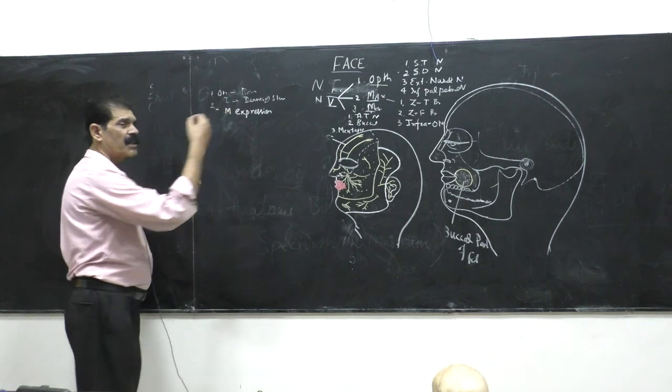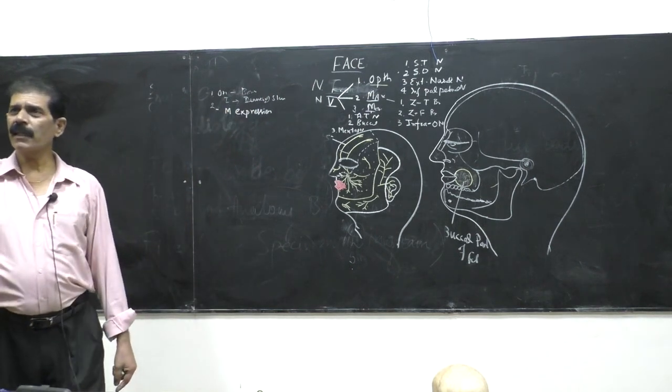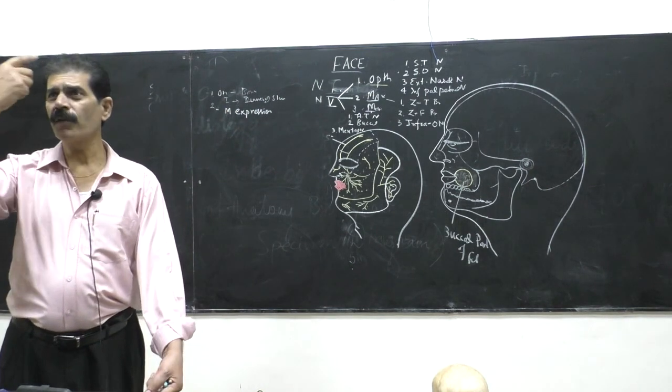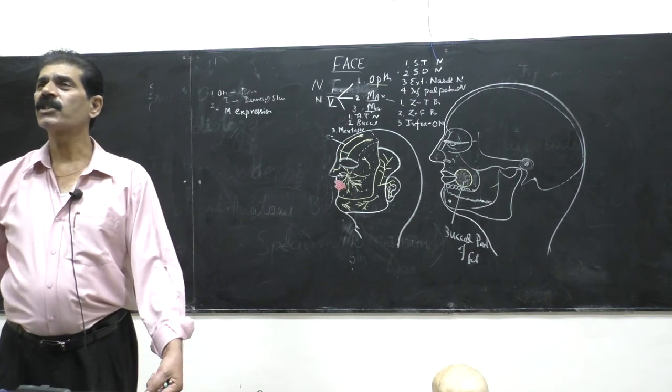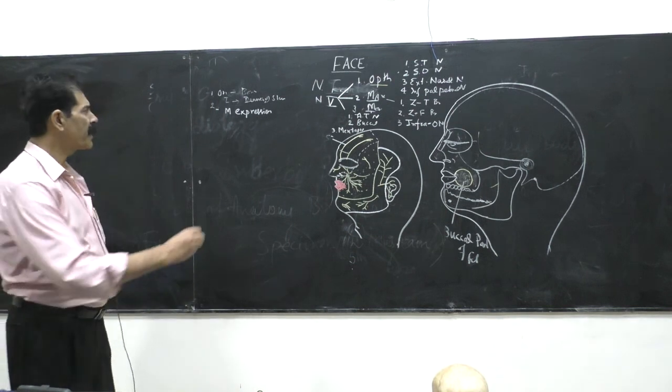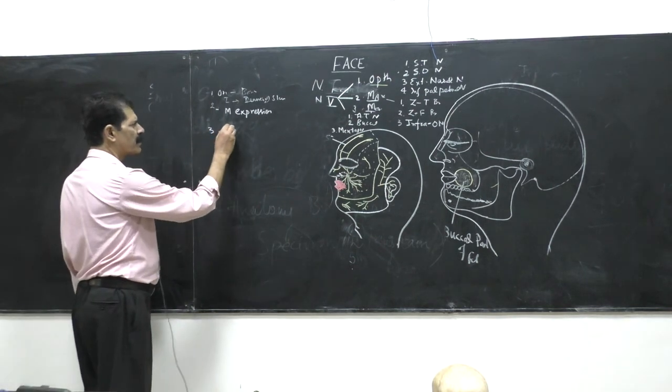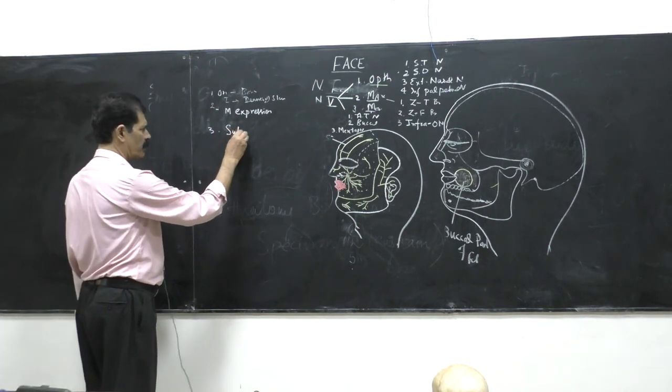They are the muscles of expression. So whenever the muscles contract, they bring about lines over the face. That's why the muscles of the face are called expression muscles. Third specialty: all facial muscles are subcutaneous.